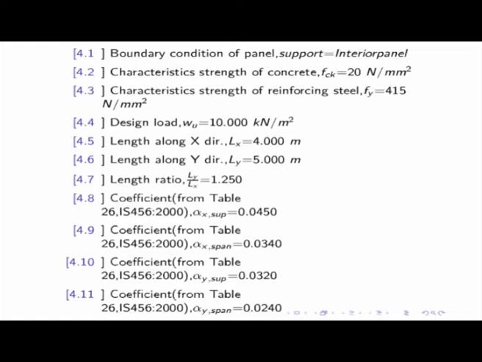Length along x direction Lx 4 meter. Length along y direction Ly 5 meter. Length ratio Ly by Lx 1.25. Coefficients from Table 26 of IS 456: alpha x support 0.045, alpha x span 0.034, and the same for alpha y, support 0.032, and alpha y span 0.024. So immediately after getting Ly by Lx, I can calculate these values, alpha x support and span, all those things we can calculate here.